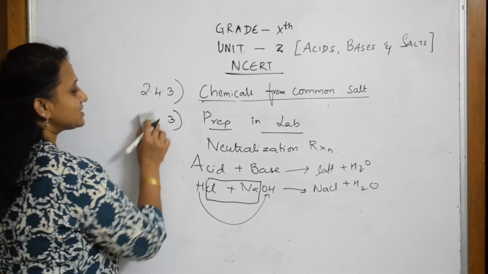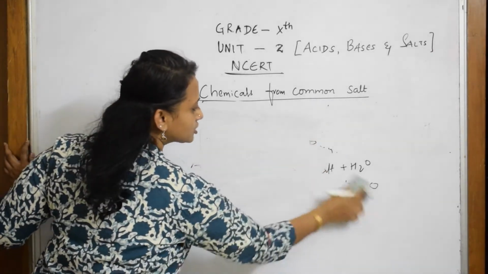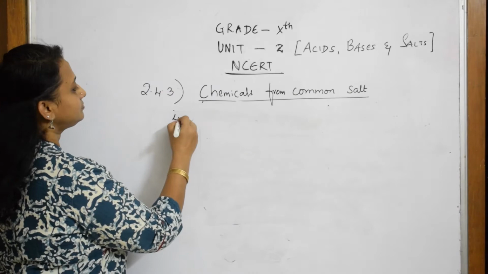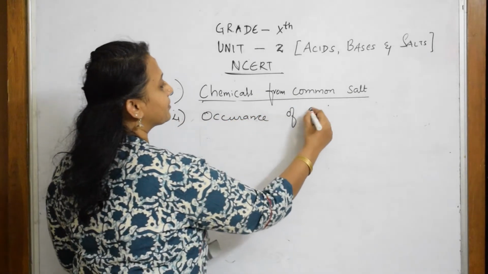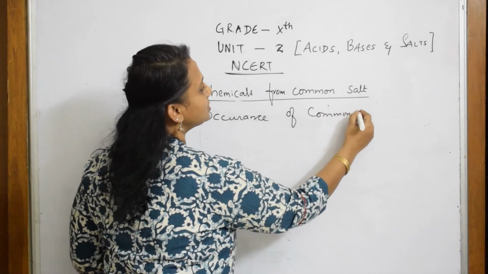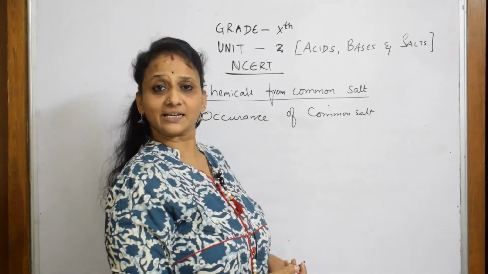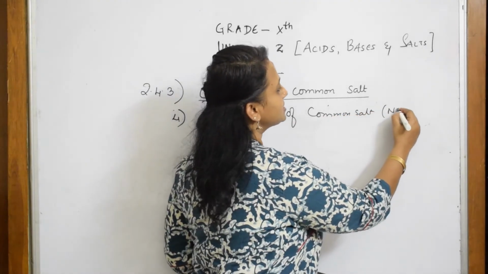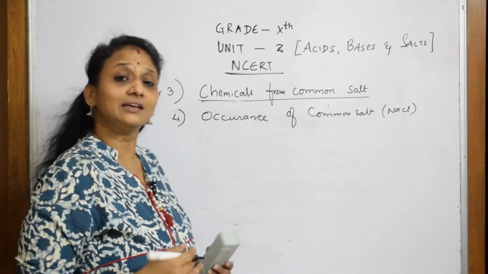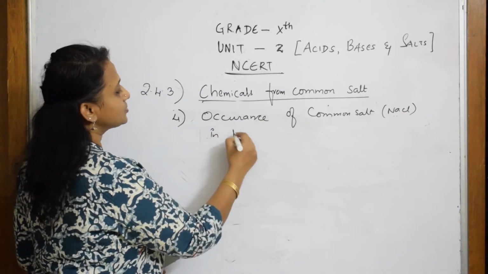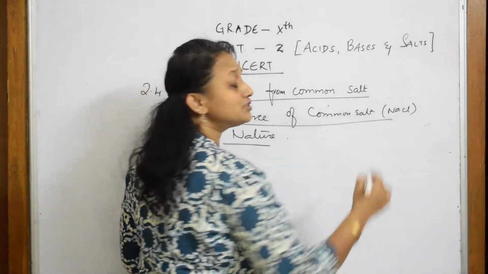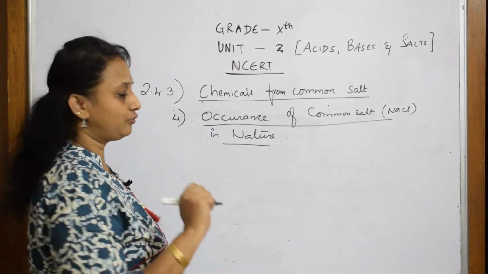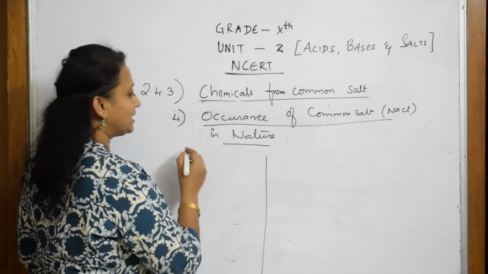So I'm erasing this and taking you to the fourth topic, that is occurrence of common salt, NaCl. So NaCl in where? Like in nature. If I have to speak, basically your common salt occurs in nature in two forms. Let us write.